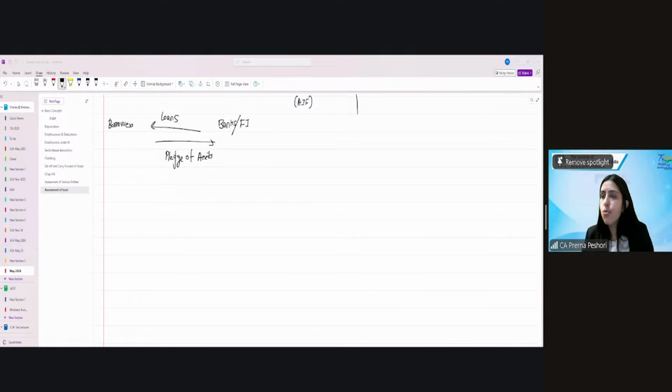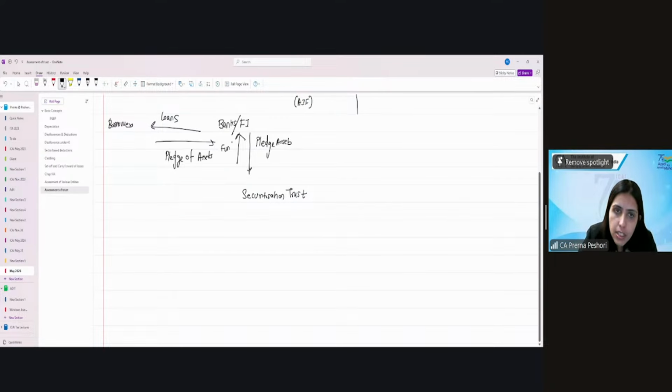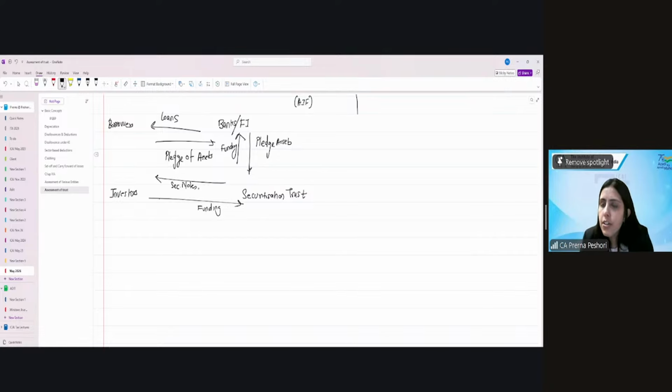Now, the bank, in order to generate the funds out of these assets, what will the bank do to keep these assets with themselves? The bank would obviously want to monetize them. So the banks would pledge these assets to the securitization trust. And what does the securitization trust do? This will give the funding to the banks against these assets. Right? So who constitutes this securitization trust? There are investors which give the funding to the securitization trust against the security notes or security receipts.